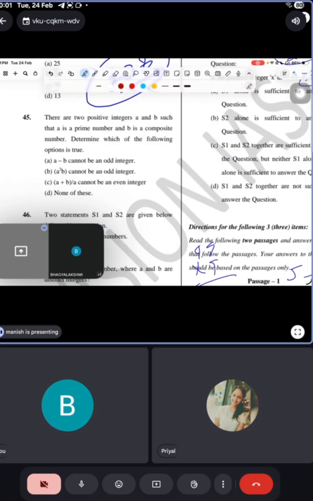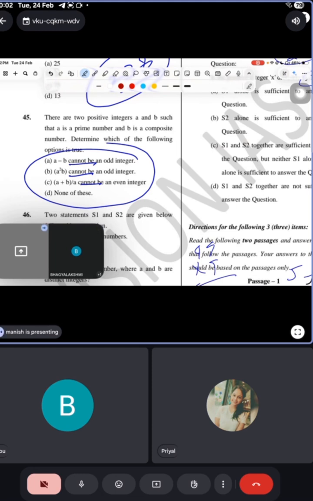So see guys, prime numbers and composite numbers are UPSC's favorite, because they have asked 3 to 4 times till now. So guys, the options are easy here because of the word can't. Whenever you get the word can, it means I need to prove only one condition.